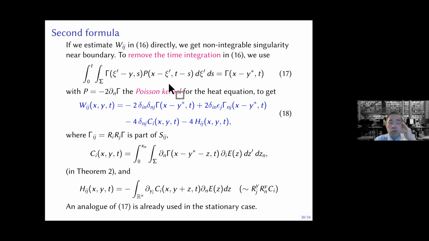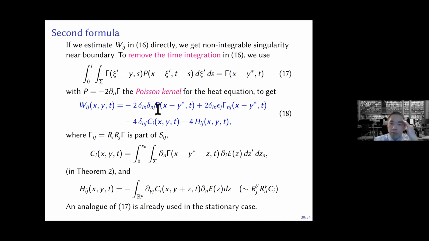I don't know if there's a name for this formula. Here gamma is the heat kernel, and P is the Poisson kernel for the heat equation. And so this integral will give us gamma again, but based at the reflection point. There's a similar formula for the Laplace equation, so this is very useful for us. But I don't know a reference for this. I know a reference for the elliptic case. Anyway, it's simple. Using this formula, we can give a new formula for our correction term, Wij.